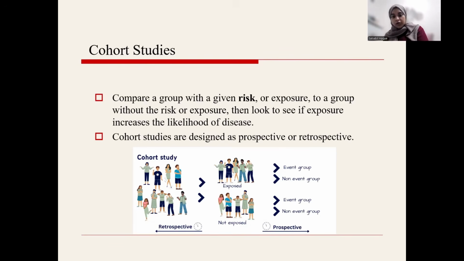Okay. Or you can go backwards. That's going to be a retrospective cohort. So you're going to go backwards, basically, you can go back in time and do the same process. So it can either be prospective or retrospective. Prospective is in the future, retrospective is in the past. Okay, so cohort studies, keyword is risk or exposure. Any option you see with risk or exposure, it's going to be cohort and not case control.